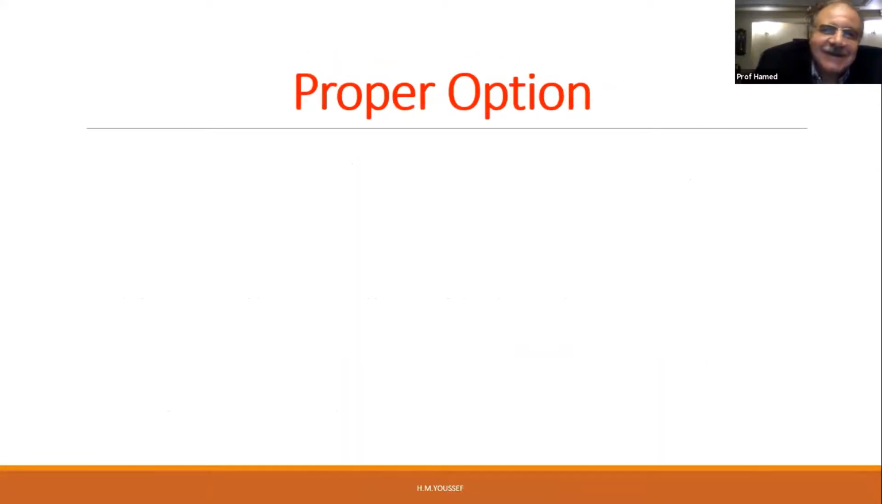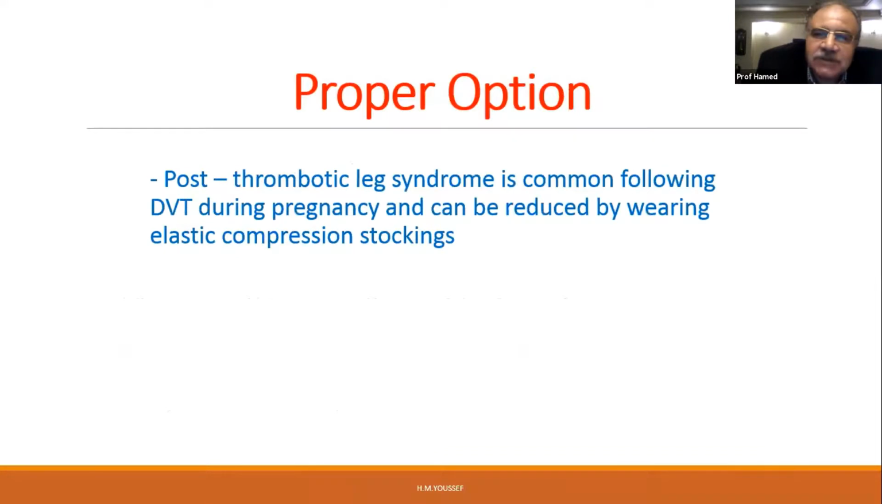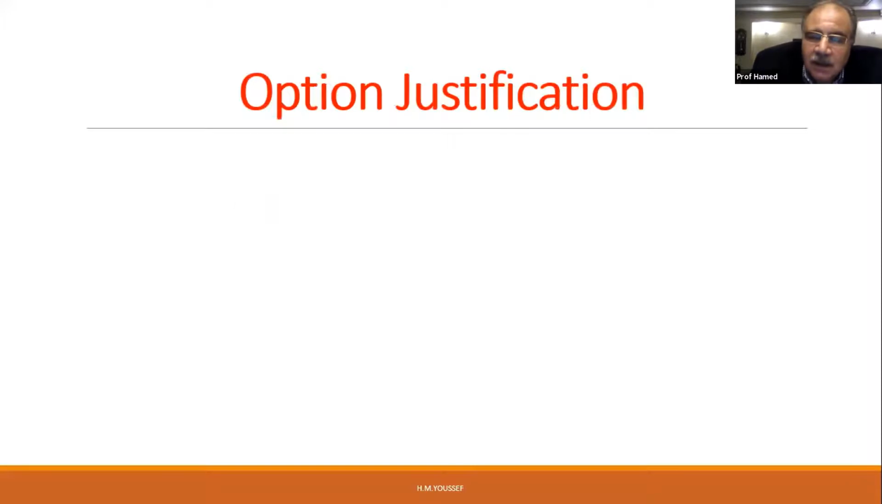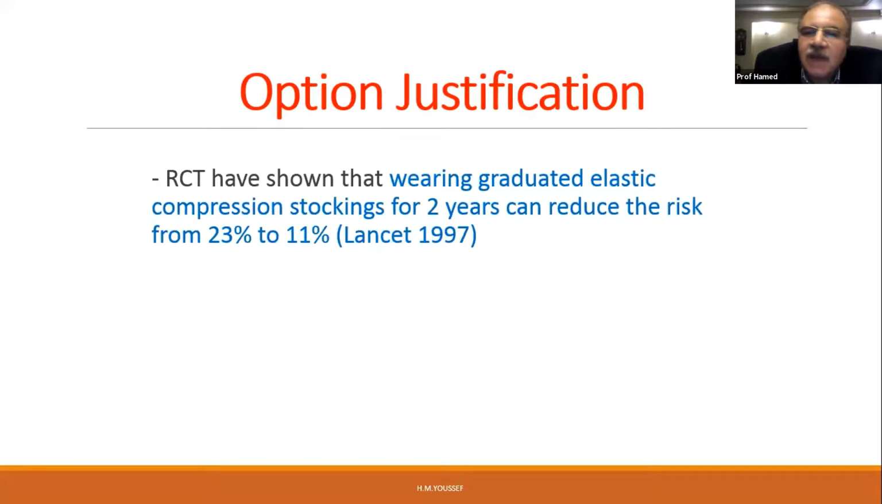The proper option is: post-thrombotic leg syndrome is common following DVT during pregnancy and can be reduced by wearing elastic compression stockings, but not prevented. Randomized control data have shown that wearing graduated elastic compression stockings for 2 years can reduce the risk from 23% to 11%. It's very important to tell you that the patient is linked to you more than the vascular surgeon.